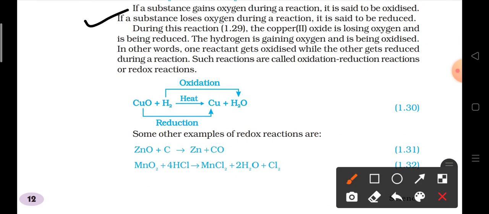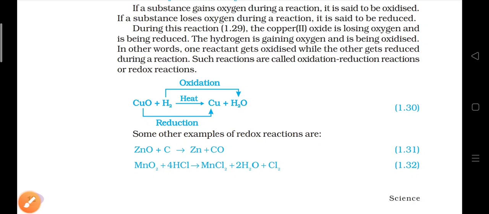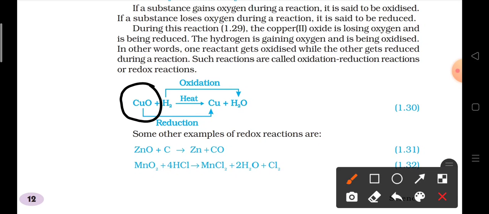Let us see what is actually going on over here. If a substance gains oxygen during the reaction, it is said to be oxidized. If a substance loses oxygen during the chemical reaction, it is said to be reduced. This is very important. So here copper oxide plus hydrogen, when heated, forms copper and water. Now you can say that there is a removal of oxygen from copper oxide, so copper oxide gets reduced to copper. So the reduced substance is copper oxide.